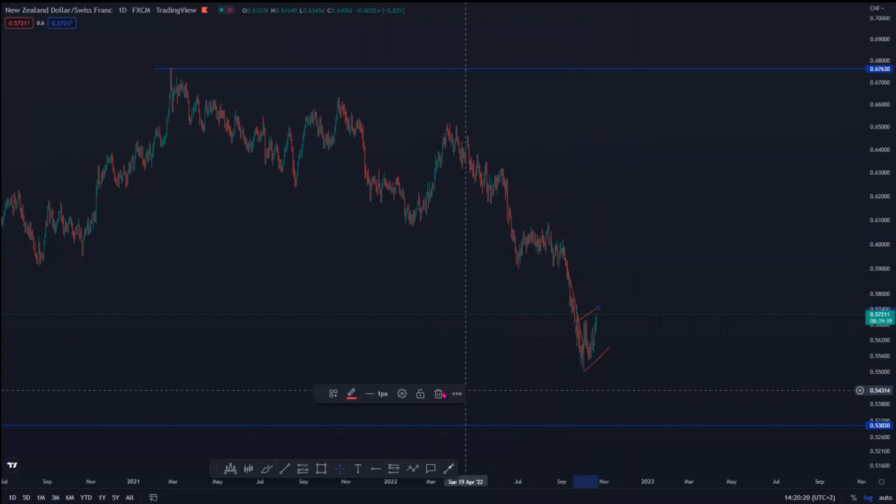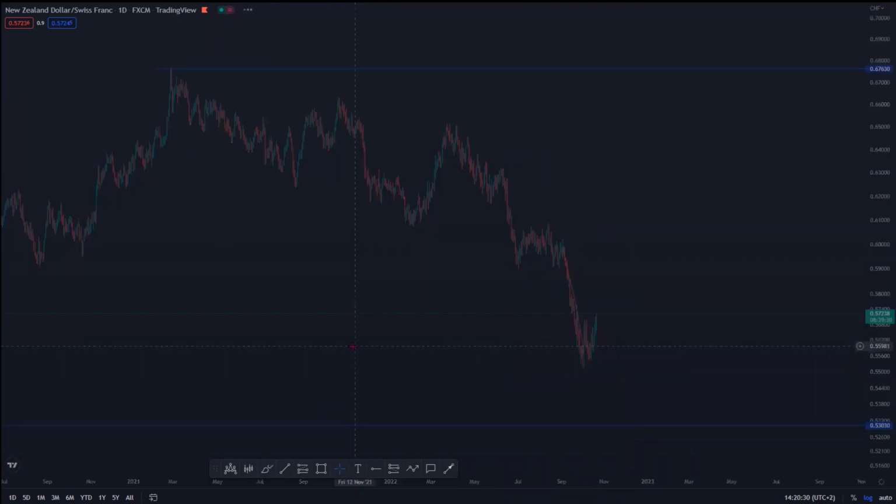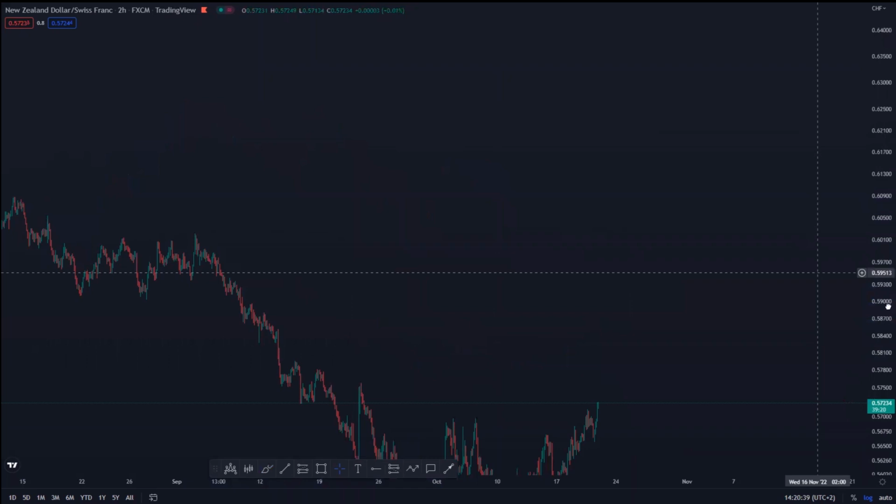So you have to always know. Let's go to 2 hours and see. Remember, on our left hand side we are having a correction on a bigger time frame, an impulse. Now we are inside a correction. So let's see what we find here.